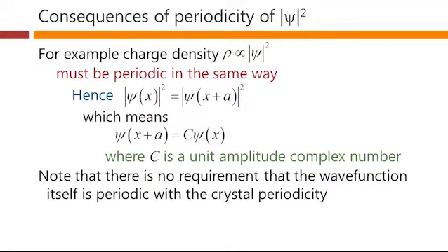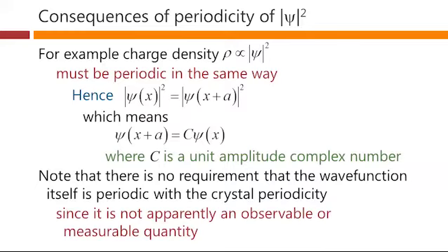There is no requirement, just to repeat, that the wave function itself is periodic with the crystal periodicity, but something measurable like charge density must be. And this is because the wave function is not apparently an observable or measurable quantity. We can say that this must be true, that the wave function at point x plus a has to be some unit complex number times the wave function at point x, because we expect that the charge densities or the probability densities have to be the same at the same points in different unit cells. As is often the case, the boundary conditions lead to the quantization of the problem.